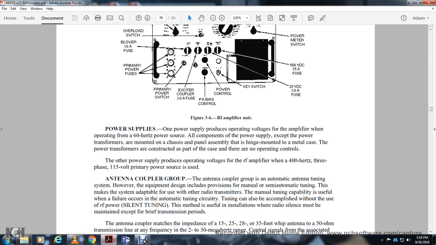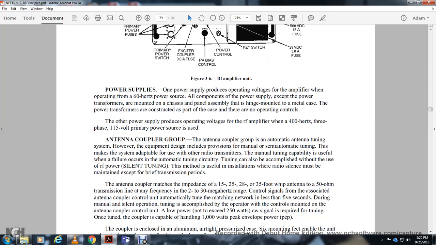The power transformers are constructed as part of the case with no operating controls. The other power supply produces the operating voltage for the radio frequency amplifier, 400 hertz, 3-phase, with a 115 volt primary power source.